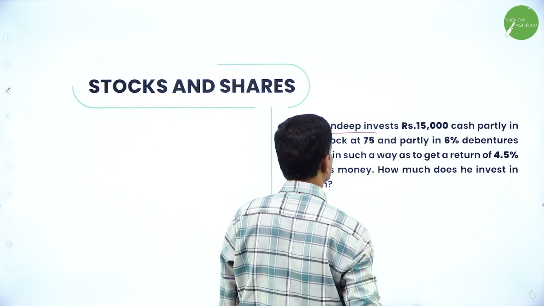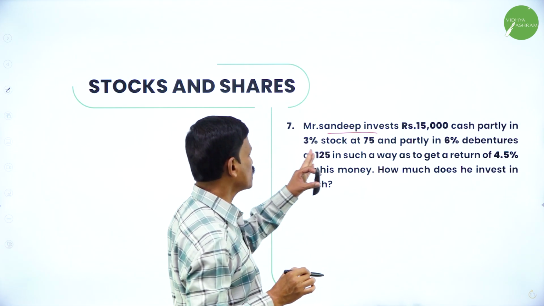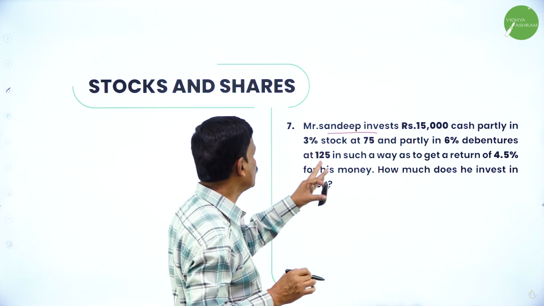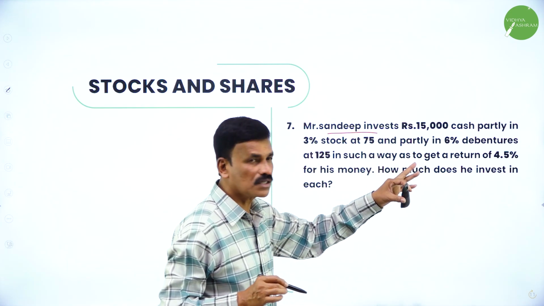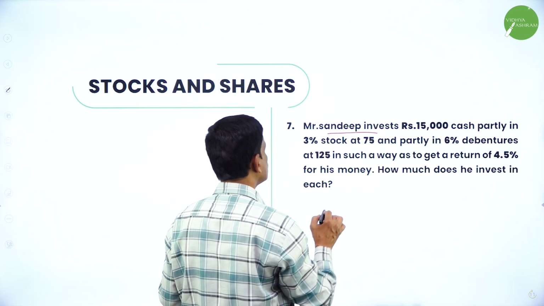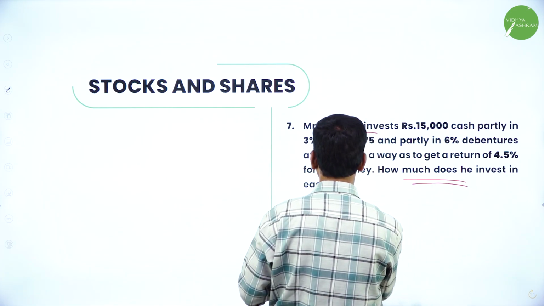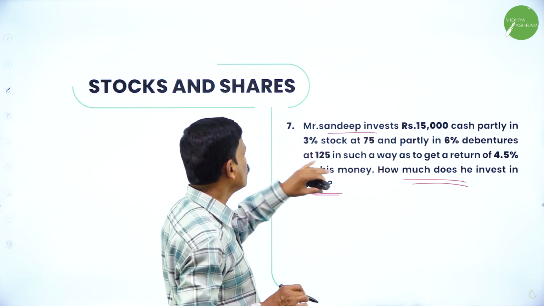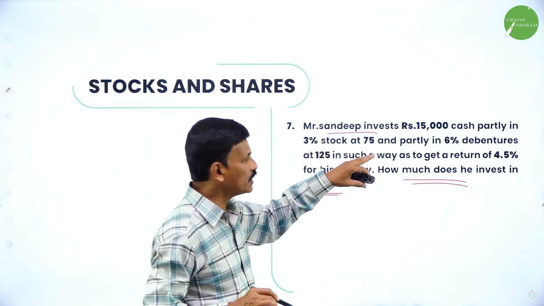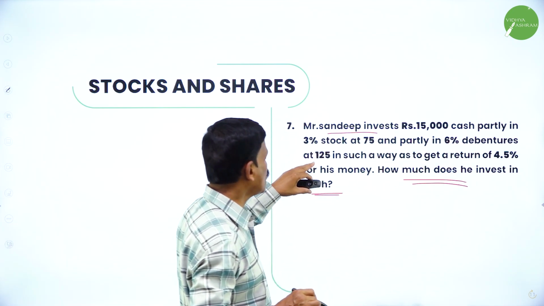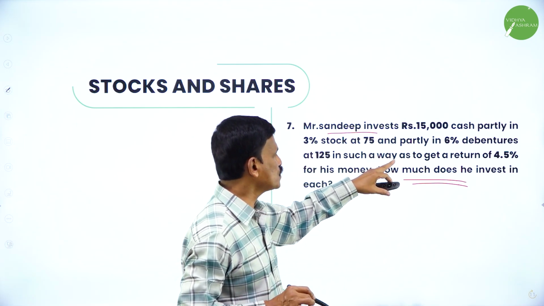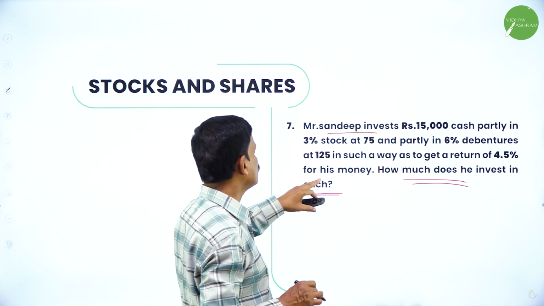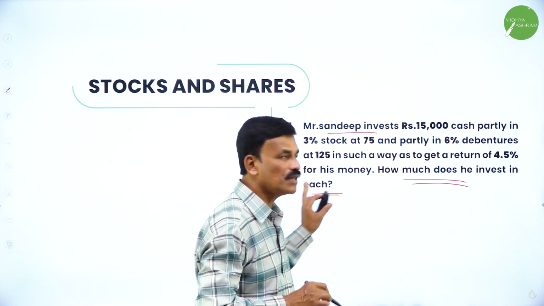Mr. Sandeep invested rupees 15,000 cash partly in 3% stock at 75 and partly in 6% debentures at 125 in such a way as to get returns of 4.5% of his money. How much does he invest in each? So here Sandeep invests rupees 15,000 cash, partly in 3% stock at 75, partly in 6% debentures at 125 in such a way as to get the return. What is the return he is going to get? He is going to get 4.5% returns for his money. Then how much does he invest in both the cases?